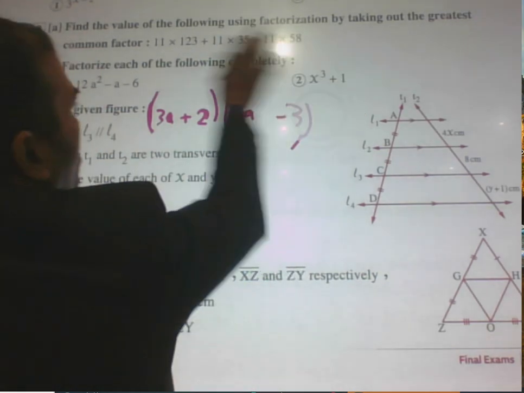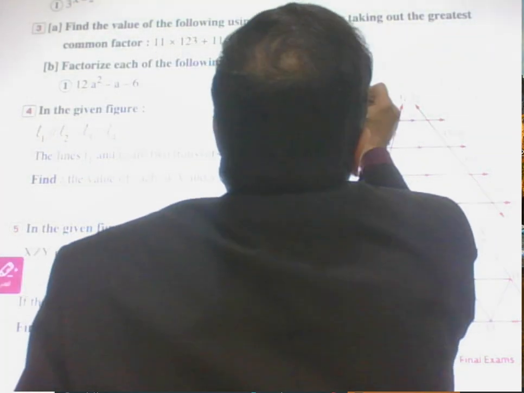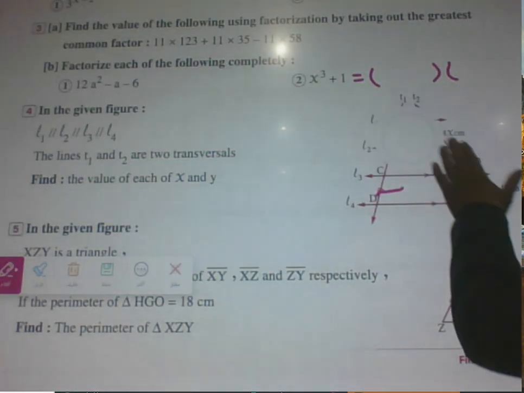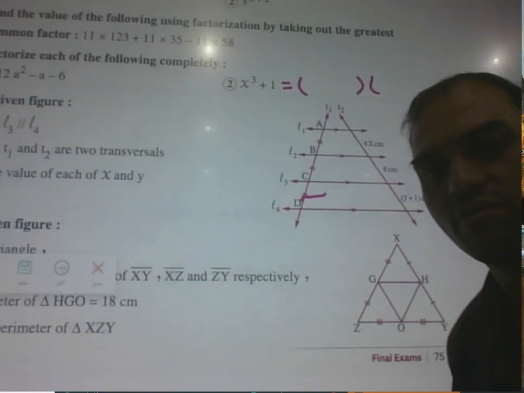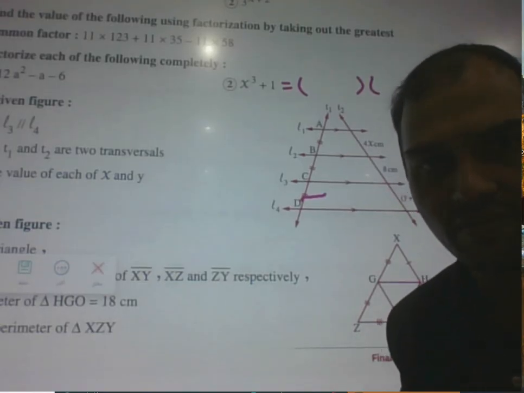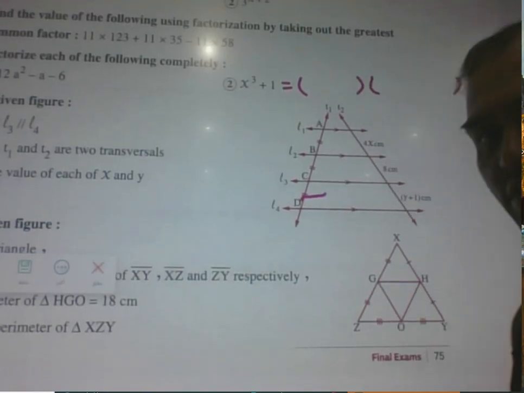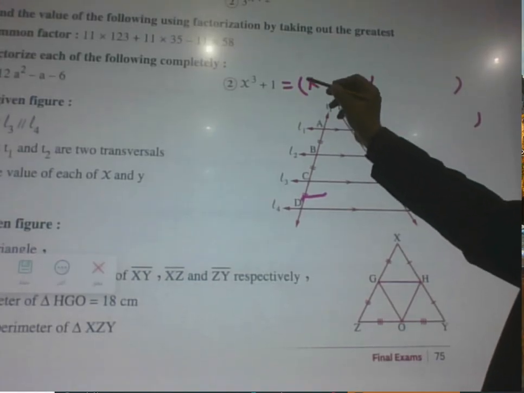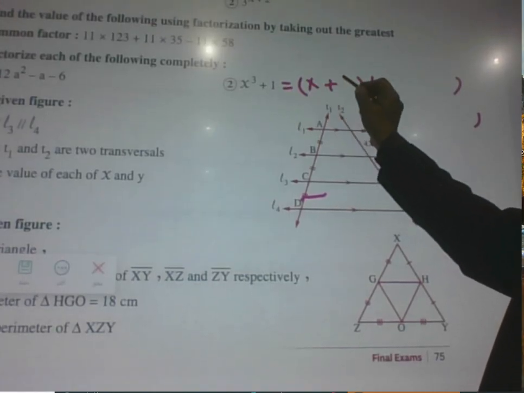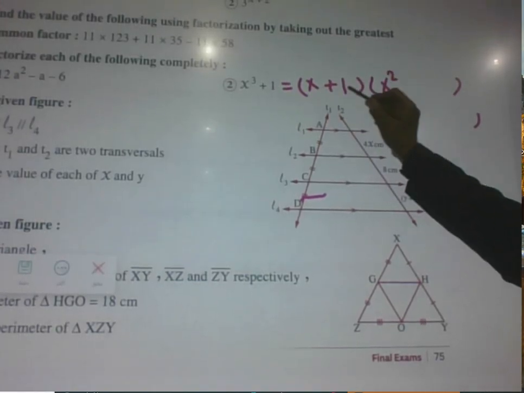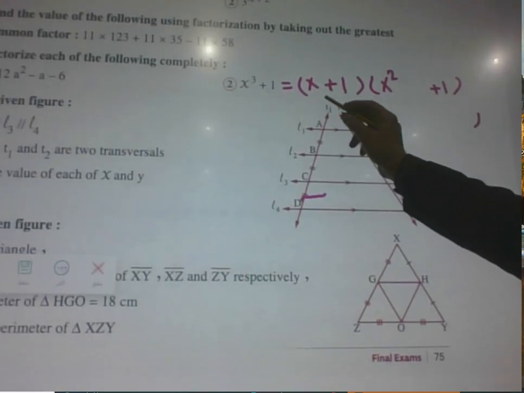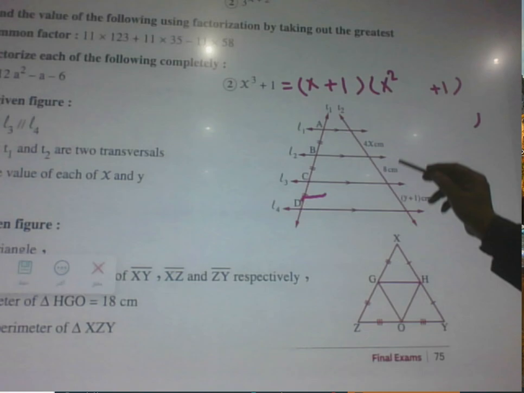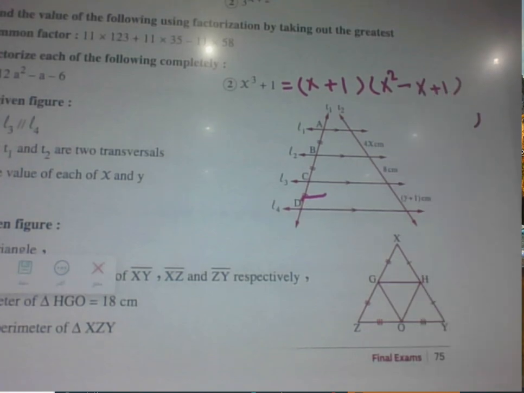Next question. We want to factorize this expression: x power 3 plus 1. We can factorize this expression by opening a small bracket and a greater bracket. The cubic root of the first is x, and the cubic root of the second is 1. Then x power 2, and 1 power 2 is 1. And in the middle we write x times 1 and change the sign, so it will be negative x in the middle.